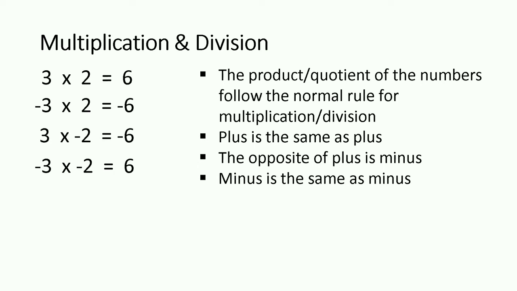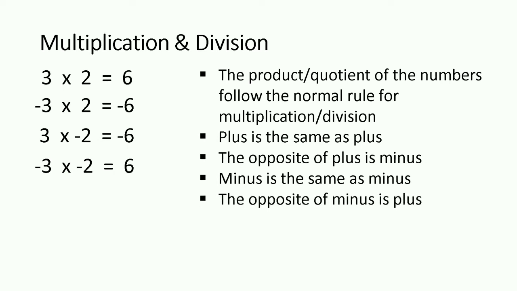Our fourth observation is that a minus is the same as a minus. This can be seen in our third equation because the sign in front of the 3 is positive and the sign in front of the 2 is negative. Remember, we are treating the plus as the same as. So what is the same as a negative? The same as a negative is a negative.